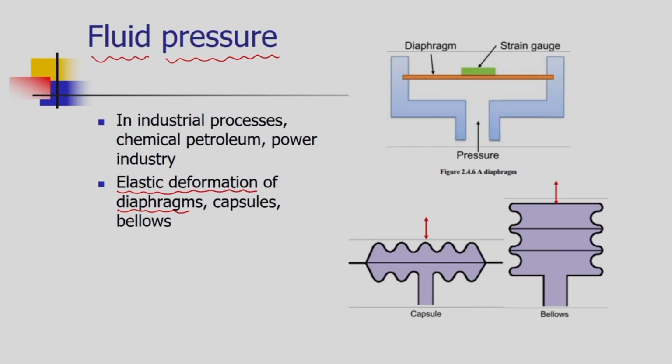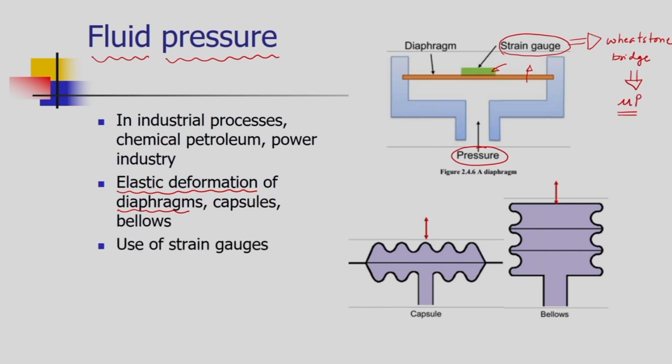So when we apply pressure on one side of the diaphragm, then there is an elastic deformation of the diaphragm. This elastic deformation can be sensed with the use of a strain gauge, which is mounted on the other side of the surface, and then we can easily find out the pressure in terms of strain that is generated in the strain gauge. As we have seen, the strain gauges can be further connected with a Wheatstone bridge, which is generating the required signals.